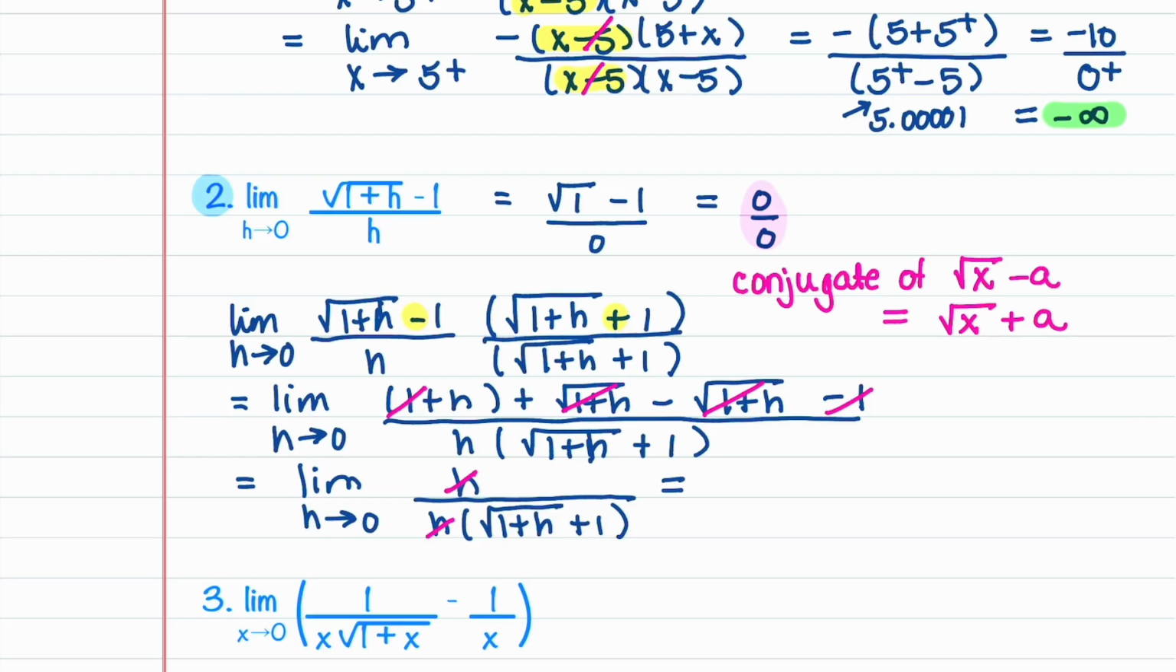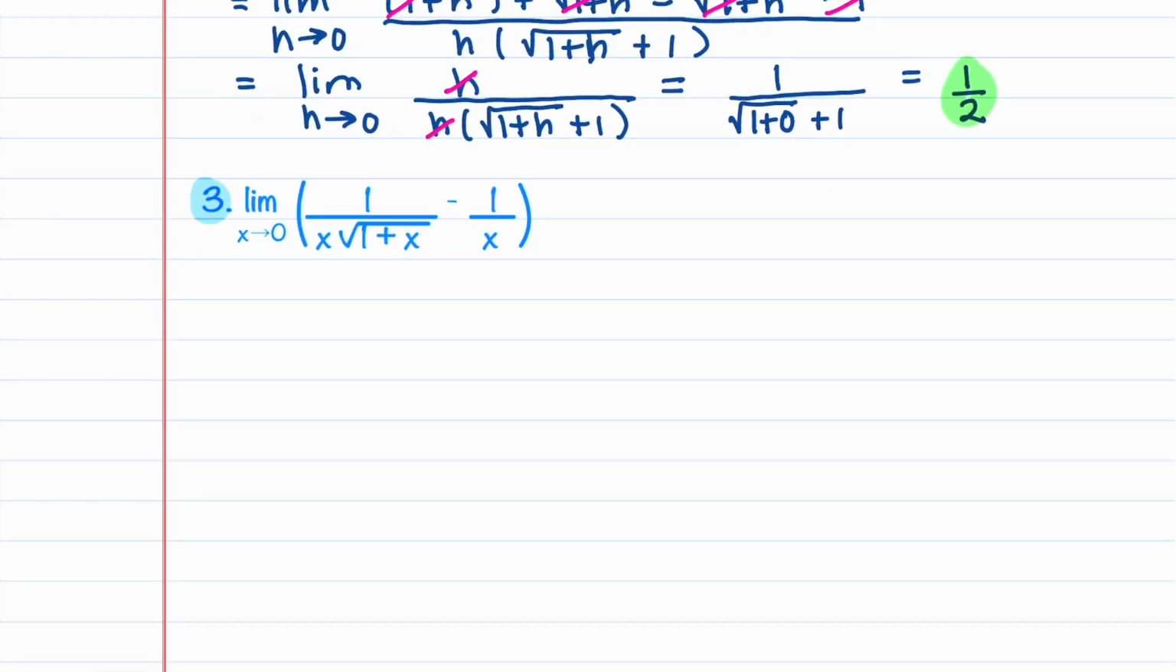And we can now just go ahead and plug in h as 0. We have a 1 on the top. That comes from our h canceling. And then we have the square root of 1 plus 0 plus 1. So this just gives us an answer of 1 divided by 2. And that's what our limit is equal to.